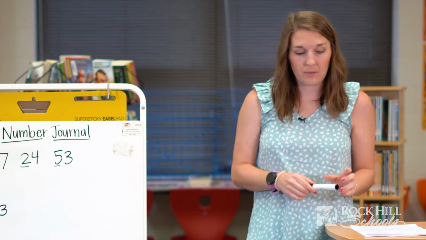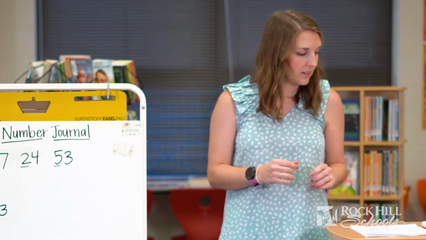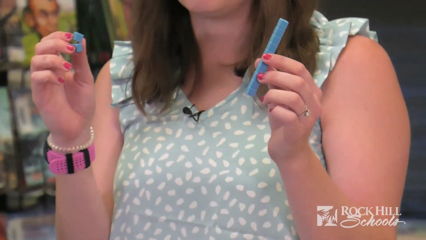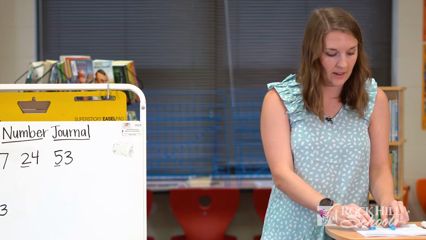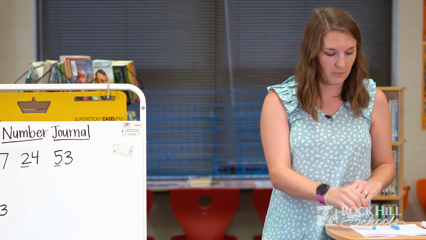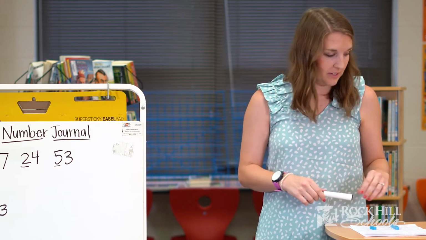So the next thing that we're going to do is represent our numbers in base 10 blocks. So if you remember, base 10 blocks are these little blue blocks that you use frequently at school. And your rod is worth 10 and your unit is worth 1. So we're going to build them and then we're just going to draw them on our piece of paper.